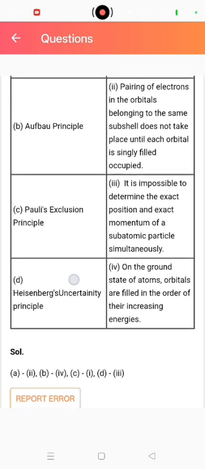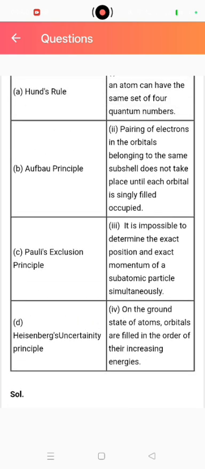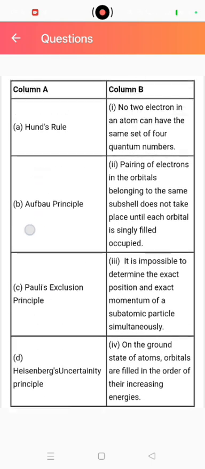Aufbau principle: in the ground state of the atoms, orbitals are filled in the order of their increasing energy. They fill in increasing energy order. Then Pauli's exclusion principle: no two electrons in an atom can have the same set of four quantum numbers. When we write n, l, m, s, the same values of quantum numbers cannot exist. Okay, electrons with the same quantum numbers will not be there.